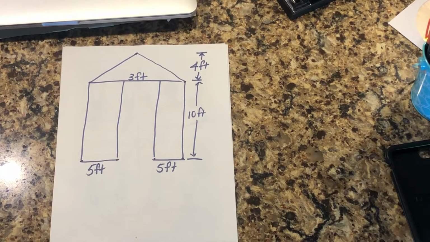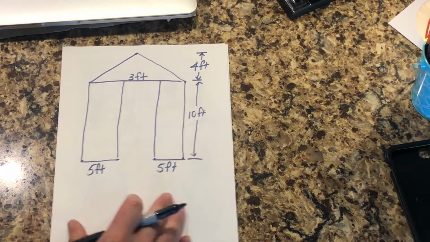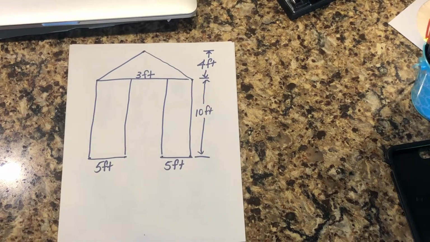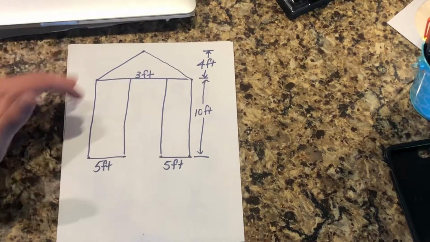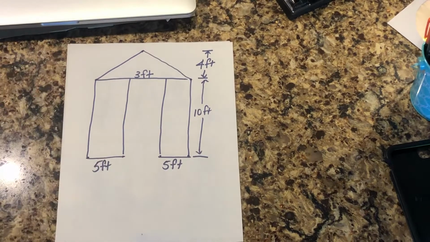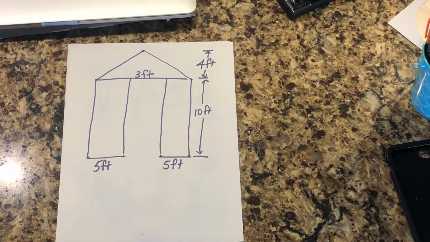So I'm just going to give you the strategy in which to solve each one, and you need to break it down into shapes that you recognize. So if you see this particular shape, when I look at it, I see a triangle and I see two rectangles. And what I'm going to do is find the area of each one.